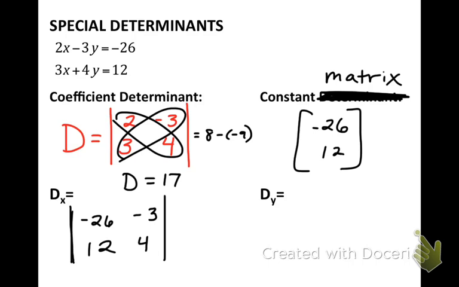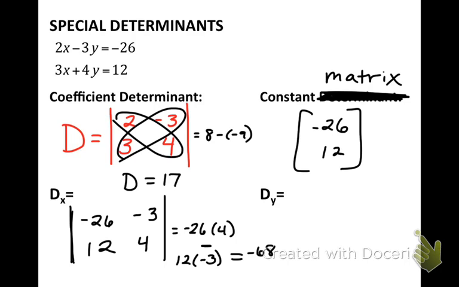What would be the determinant of that matrix? So, oh goodness, 4 times negative 26. It's too early for mental math. Who's got the calculator here? Yeah, 4 times negative 26 minus negative 3 times 12 gets me negative 68. I can write it out. So negative 26 times 4, subtract 12 times negative 3 results in a determinant of negative 68. So that would be my D sub x determinant.